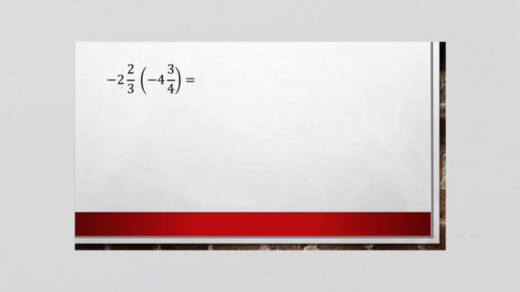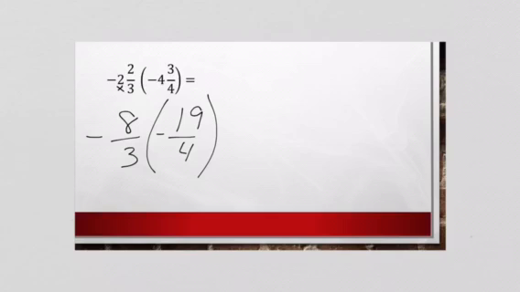Okay, and the next one we have some mixed numbers. What do we do with mixed numbers? We change them to improper fractions. So we do 2 times 3 is 6, plus the 2 on the top is 8. So we have negative 8 thirds, times 4 times 4 is 16, plus the 3 on the top is 19. So it's 19 fourths. And make sure you keep that negative.